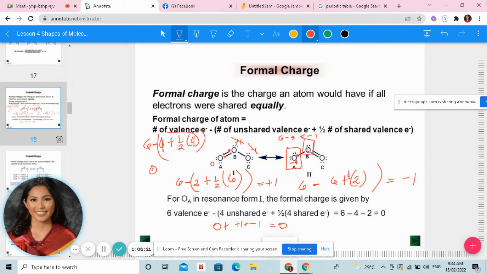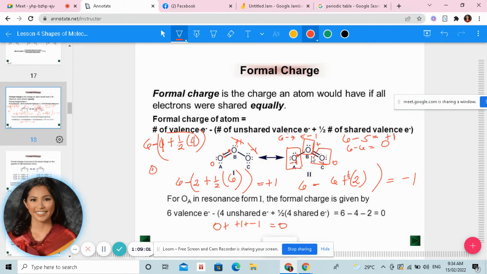So let's count how many. The valence electron is 6 minus how many electrons? 1, 2, 3, 4, 5. That is 5, so that is positive 1. Then what about this one? 1, 2, 3, 4, 5, 6. 6 minus 6 is equal to 0. So negative 1 plus positive 1 is equal to 0. So you can use also this one.